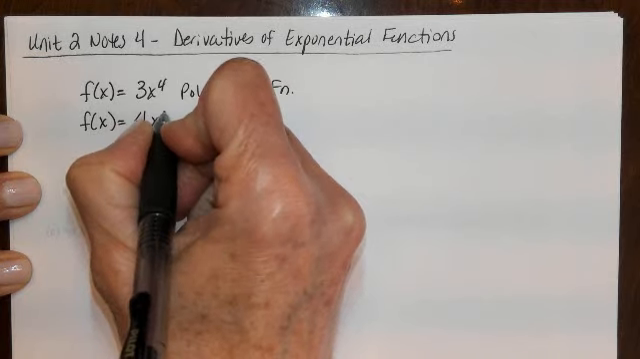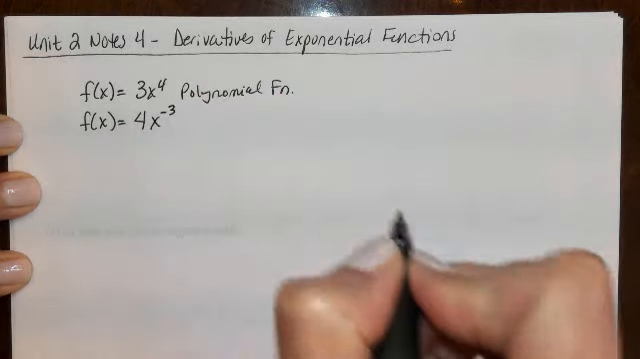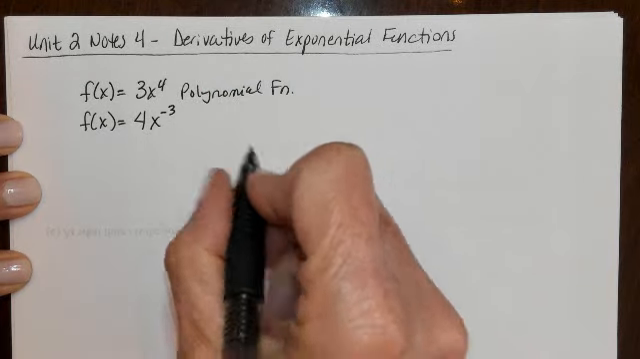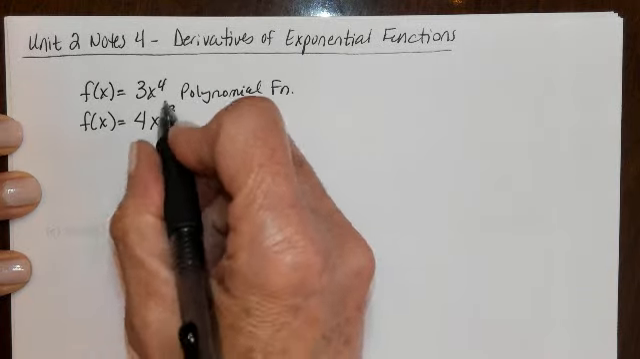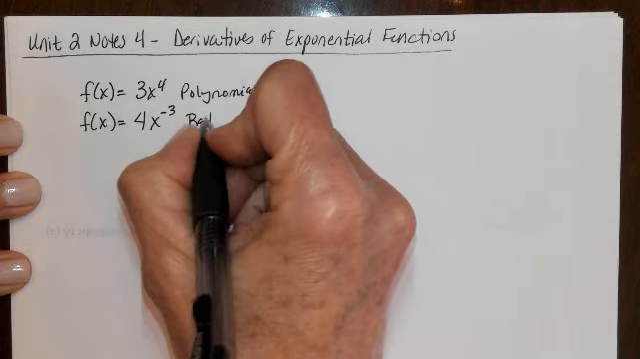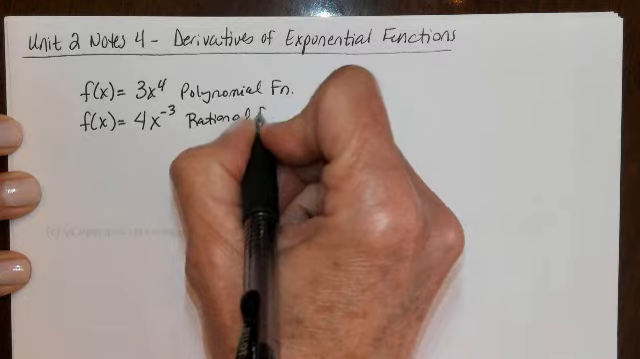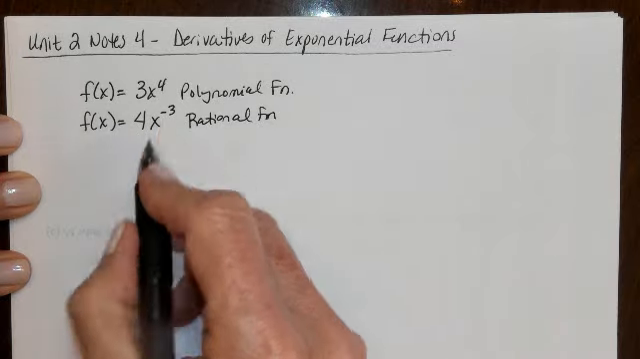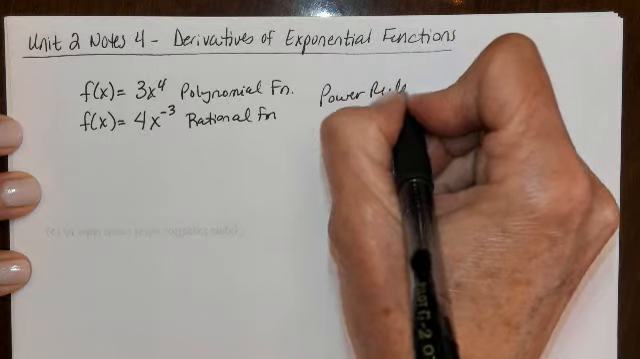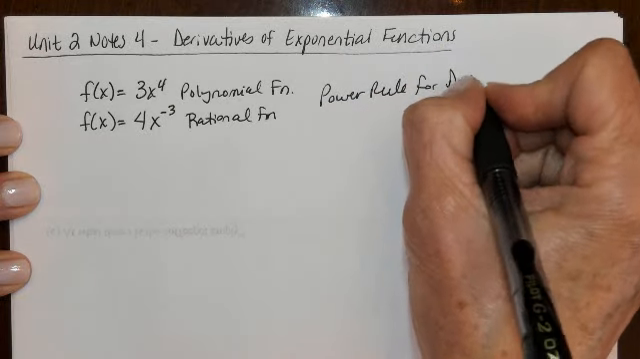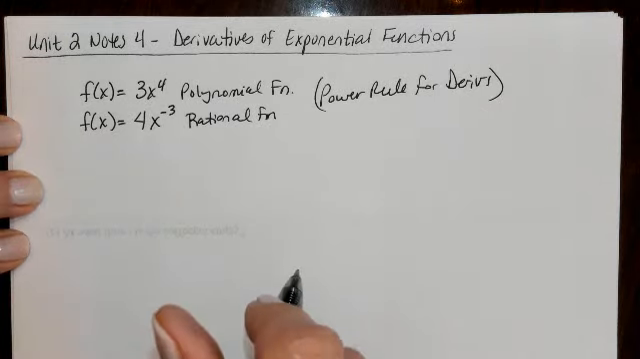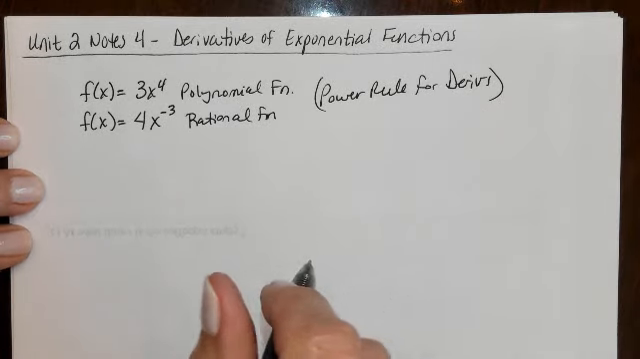What about 4x to the negative 3? Is that an exponential function? No, this is not. This is actually a rational function because it would be 1 over x cubed, right? So that would be called a rational function. In both of these, the power rule applies for derivatives. To find the derivative, both of those would be power rule, but neither of them is exponential.